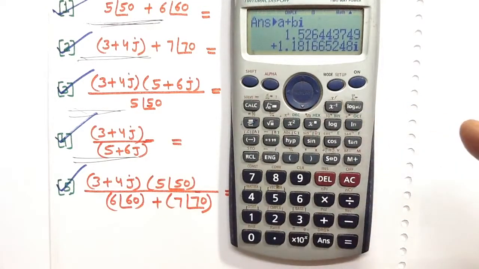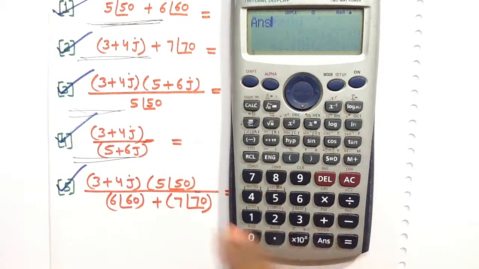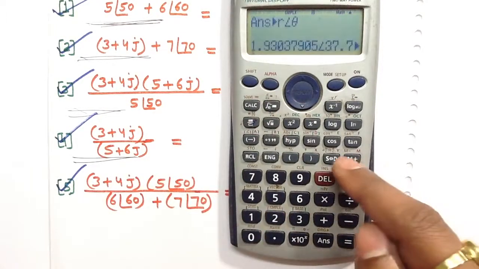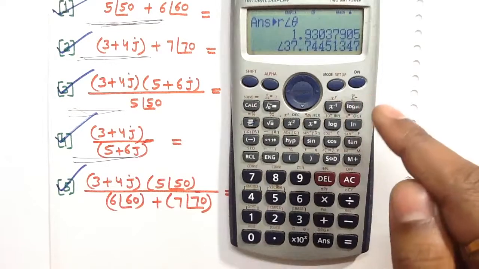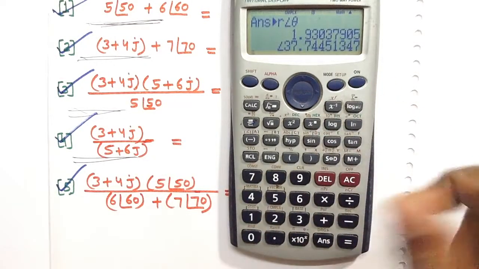Suppose you want to calculate the value in the polar form, then press Ans, then Shift, then 2, then 3, equals, then press S-D. So this is the answer of question number 5 in polar form.